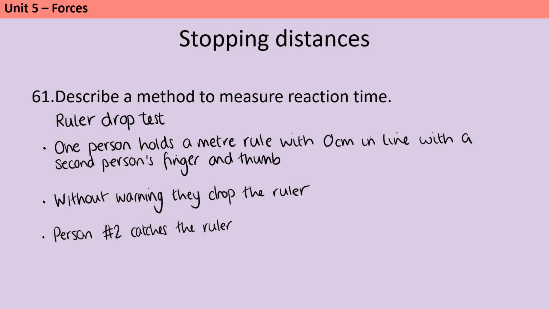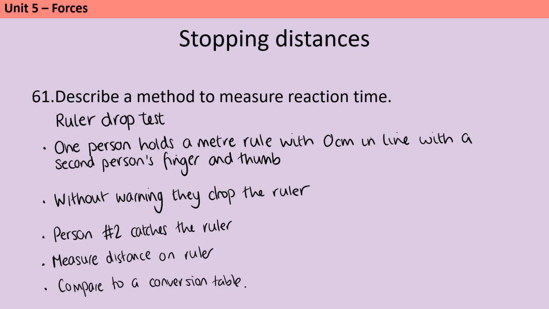The second person catches the ruler, and then we measure the distance. How far did it fall before they were able to catch it? And finally, we compare that to a conversion table, which can tell us, for this particular distance, the person's reaction time was this.